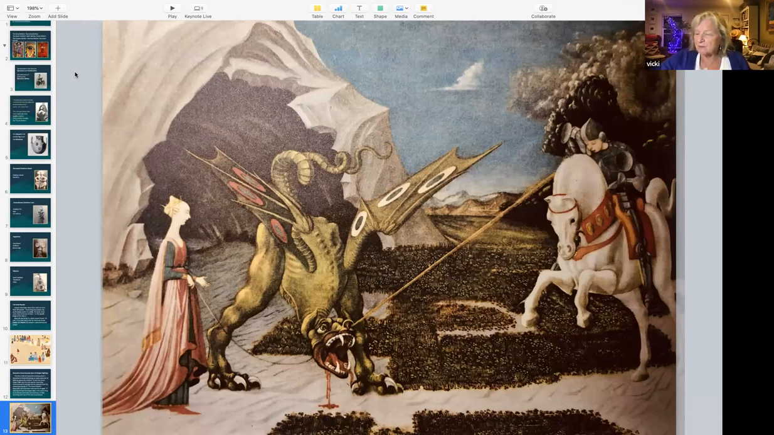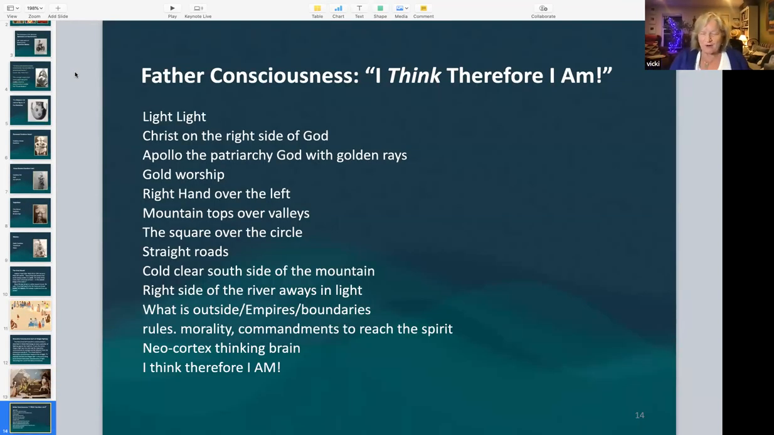So this, we're now into father consciousness. I think, therefore I am. Very different from I have breasts, therefore I am. And this consciousness is light, and Christ is on the right side of God, and Apollo, the patriarchy god, has golden rays. In fact, gold is worshipped in the favor of the right hand over the left, and mountaintops over valleys, the square over the circle, straight roads, clear, cold south side of the mountain, right side of the river, always in light. What is outside and empowers in setting up boundaries, rules, morality, commandments to reach the spirit. The neocortex thinking part of the brain begins to be developed. I think, therefore I am.